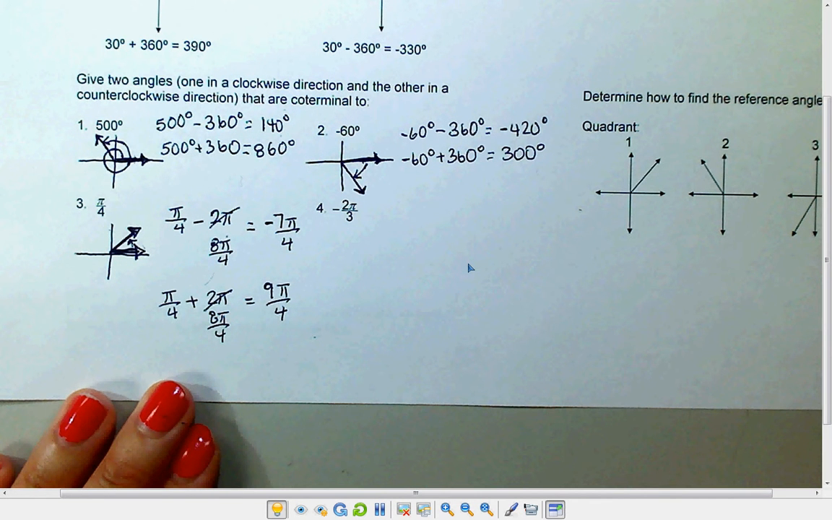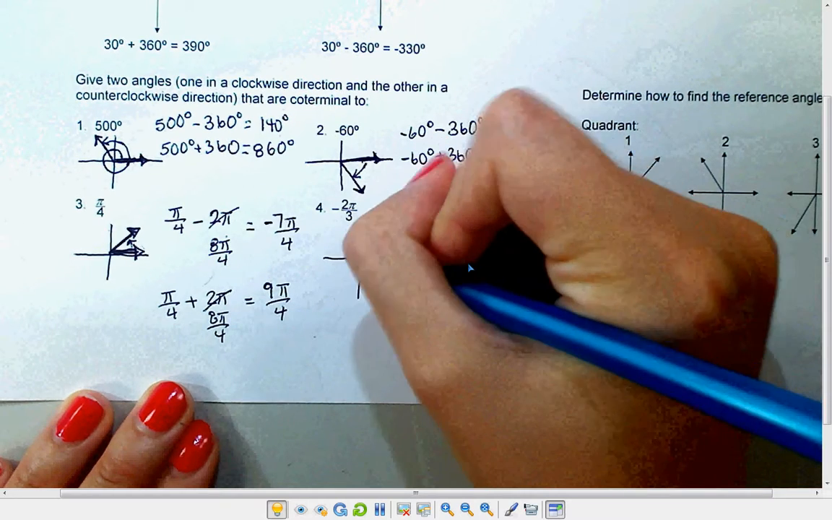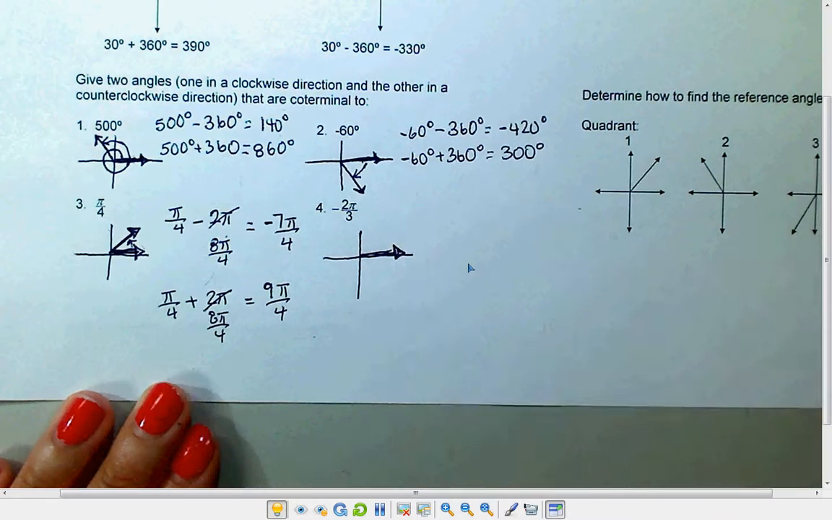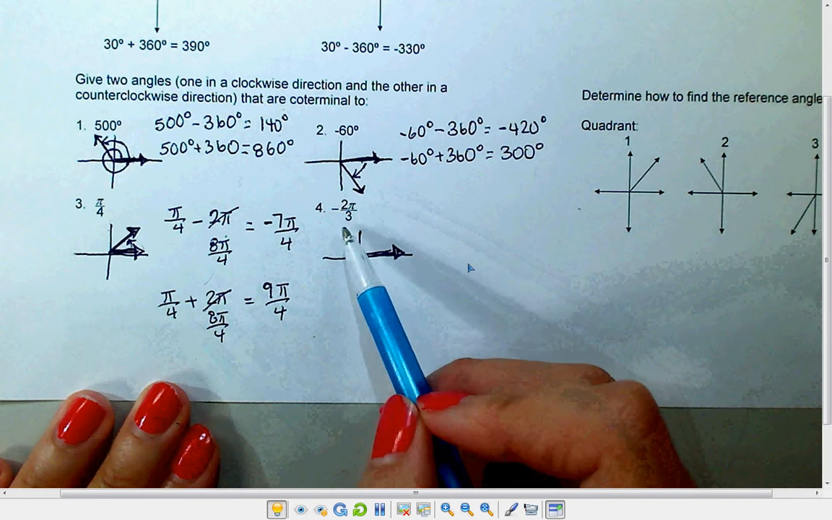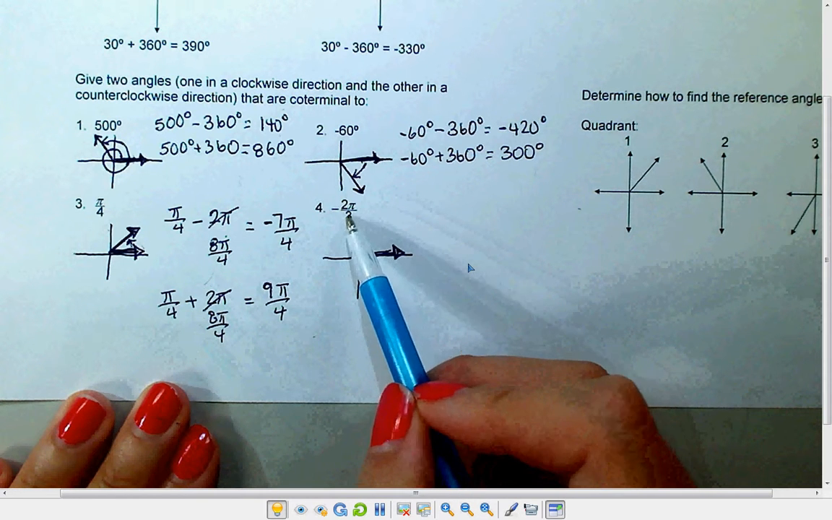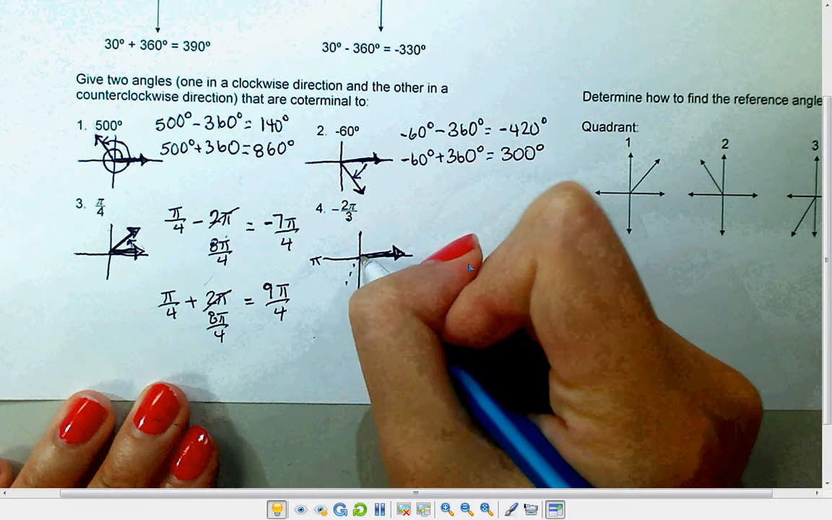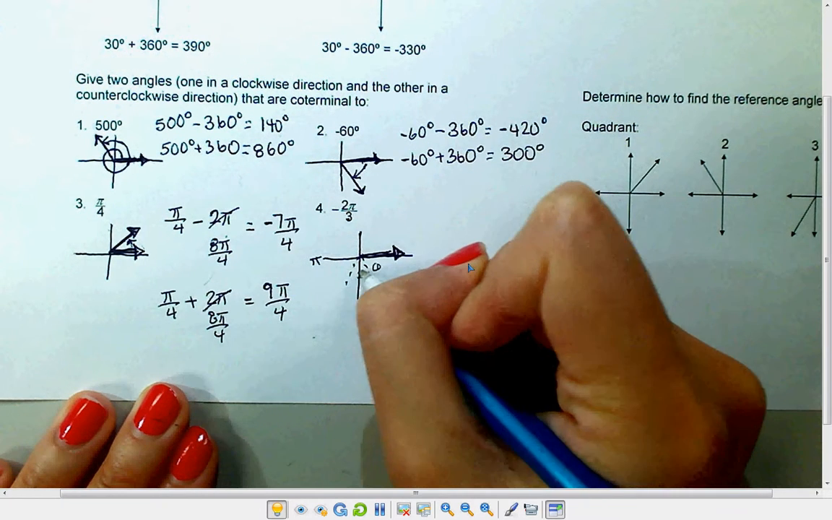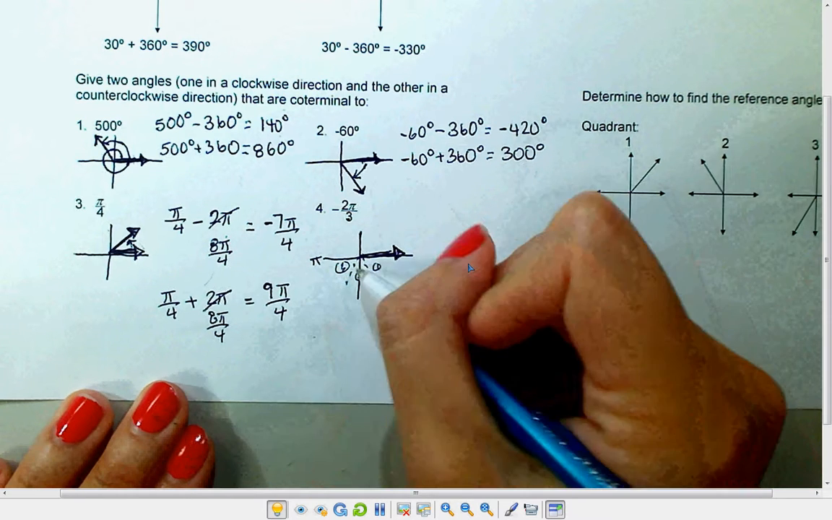Okay, let's look at negative 2 pi over 3. So here's my initial side. It's negative, so I'm going clockwise. If we're splitting our pi up into 3 pieces, so this is pi, we want to split it up into thirds. So this is 1, this is 2, this is 3. Then 2/3 would be right here.